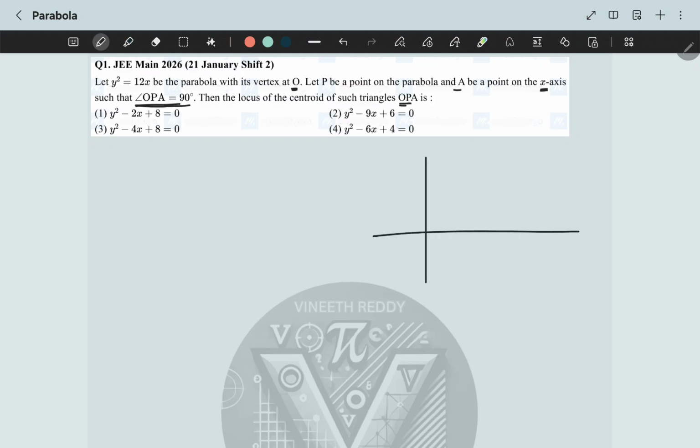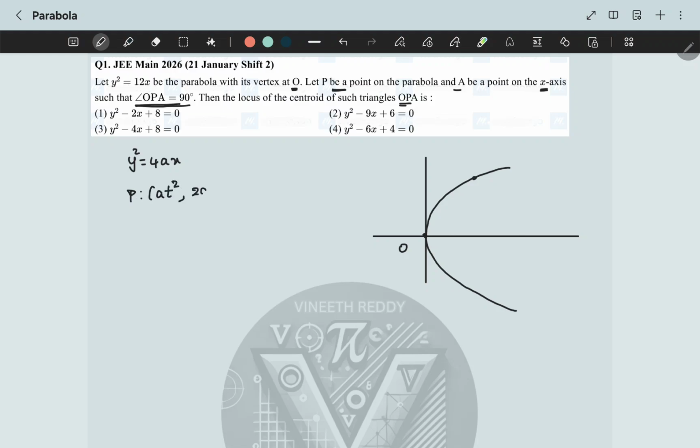Let me try to draw the parabola, something like this. Now this is the vertex O, right? P be any point on the parabola. Whenever they say any point, let us take parametric coordinates. For y square equals to 4ax, the parametric coordinates are at square comma 2at. Now if I compare, 4a equals 12, that means a is equal to 3. So the coordinates of P will be 3t square comma 6t.